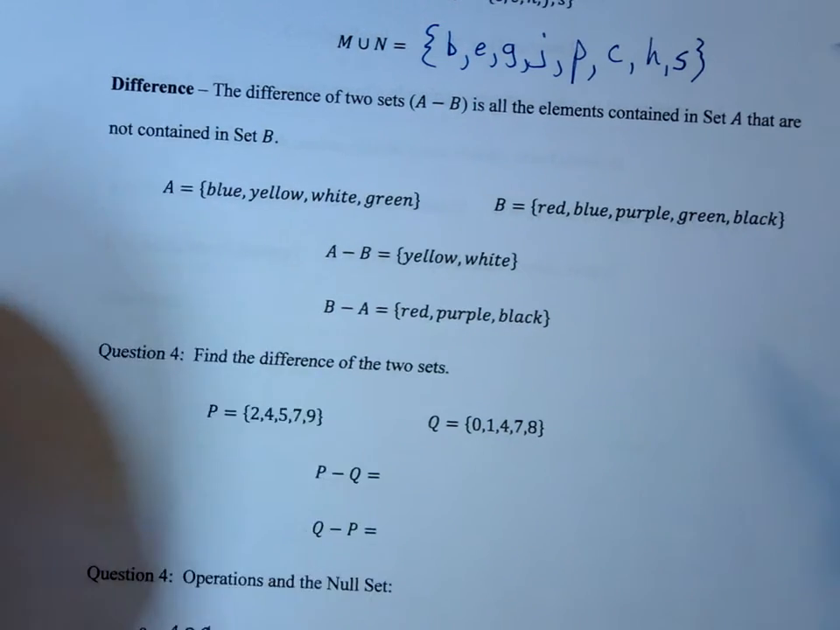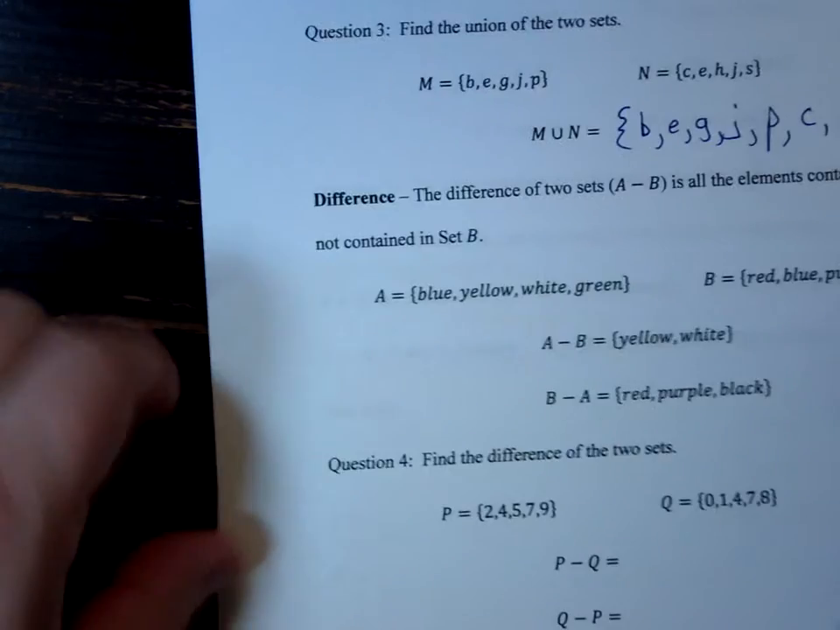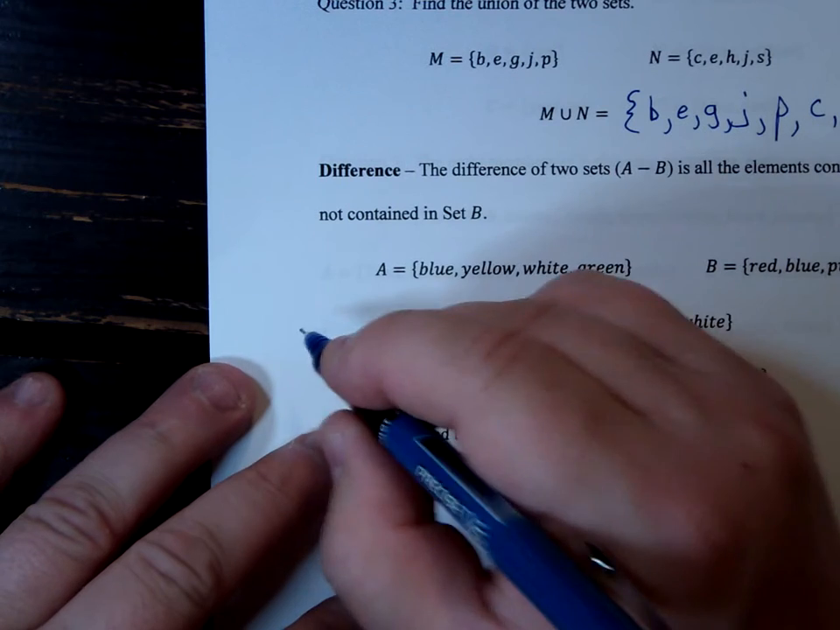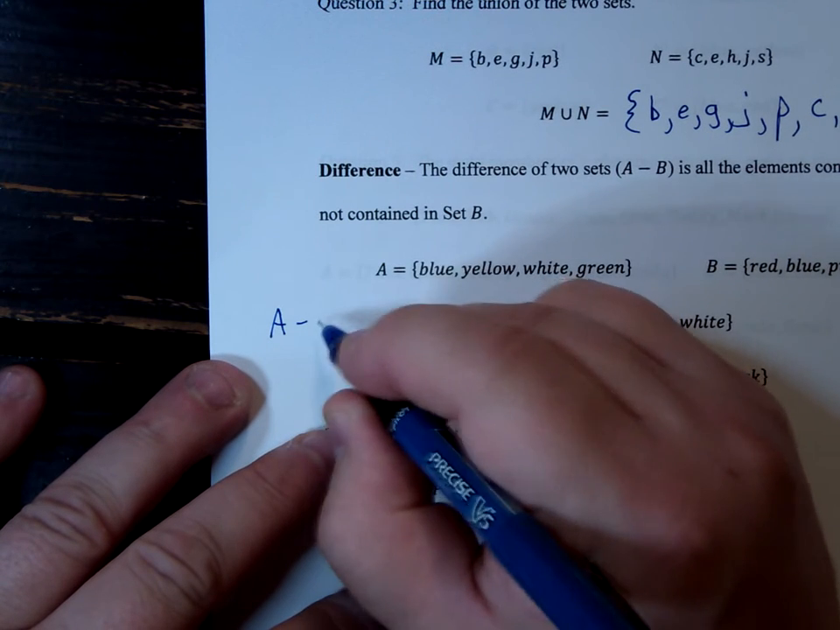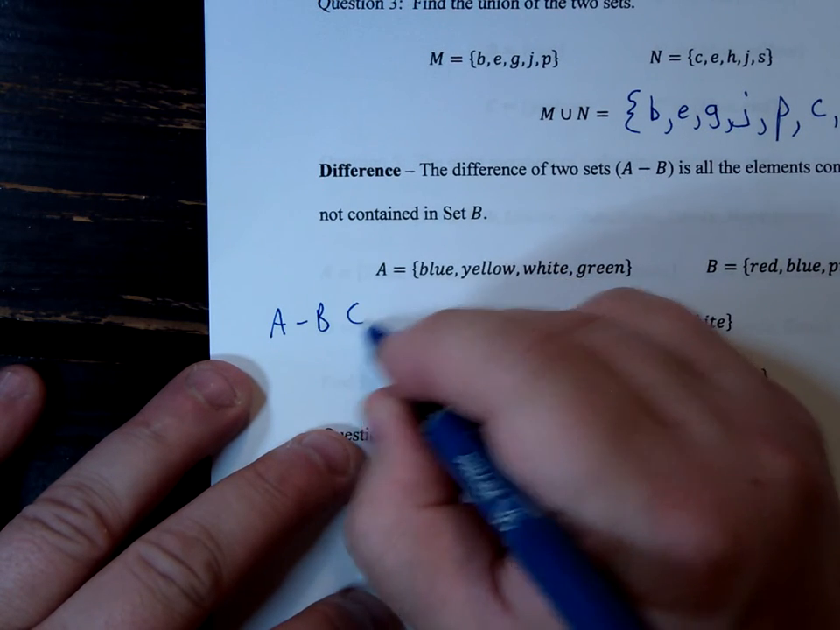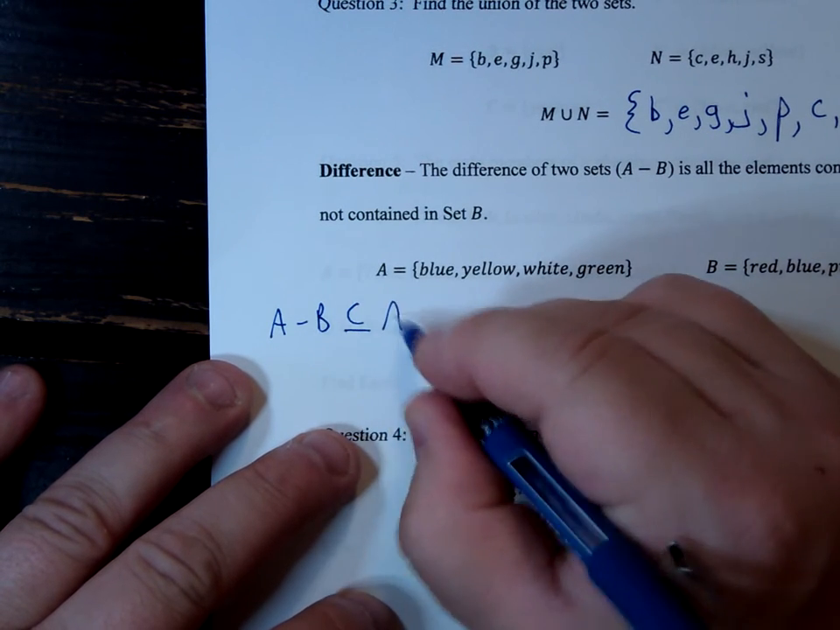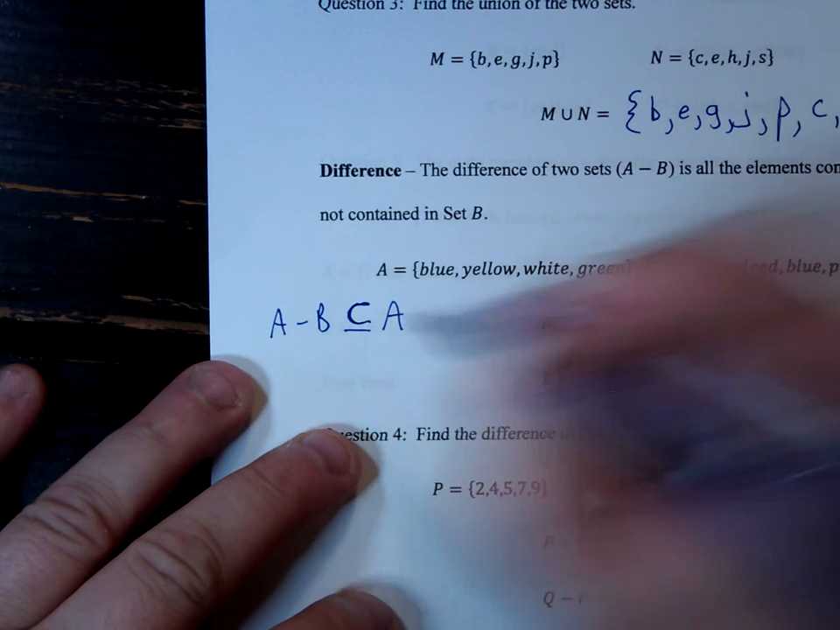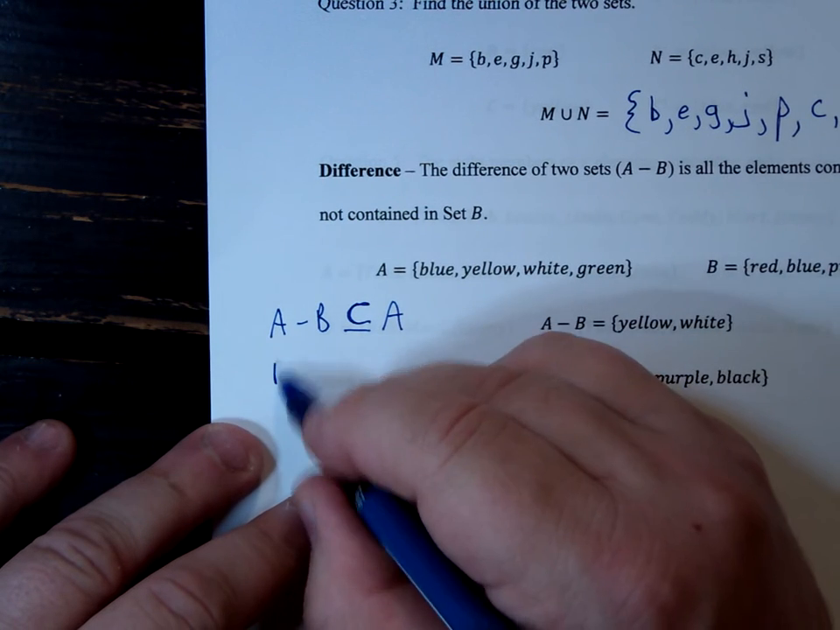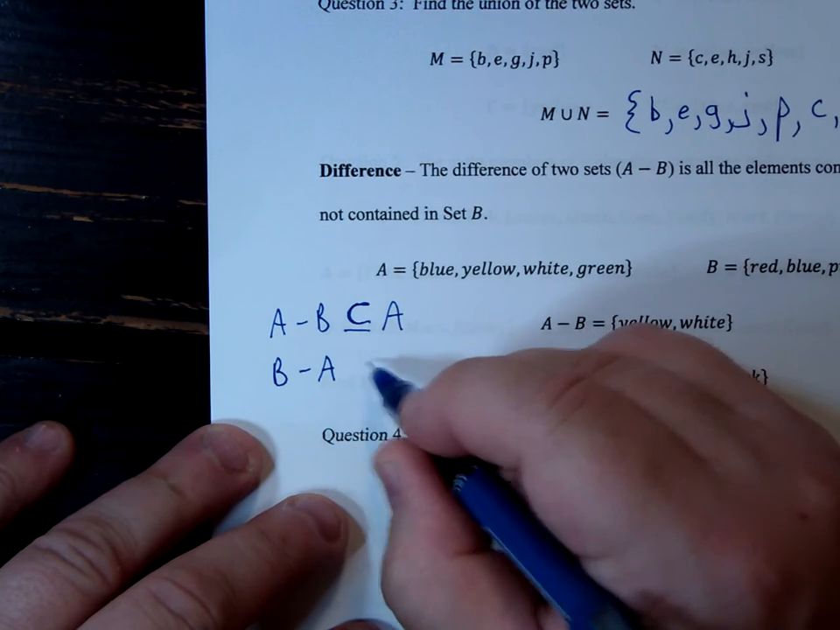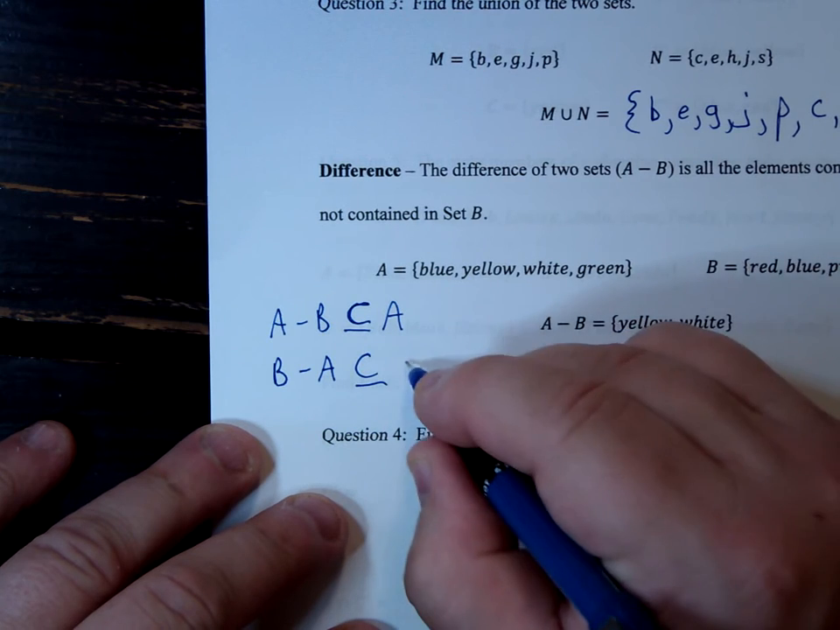But, and like we're talking about subsets, A minus B has to always be a subset of A, and B minus A would have to be a subset of B.